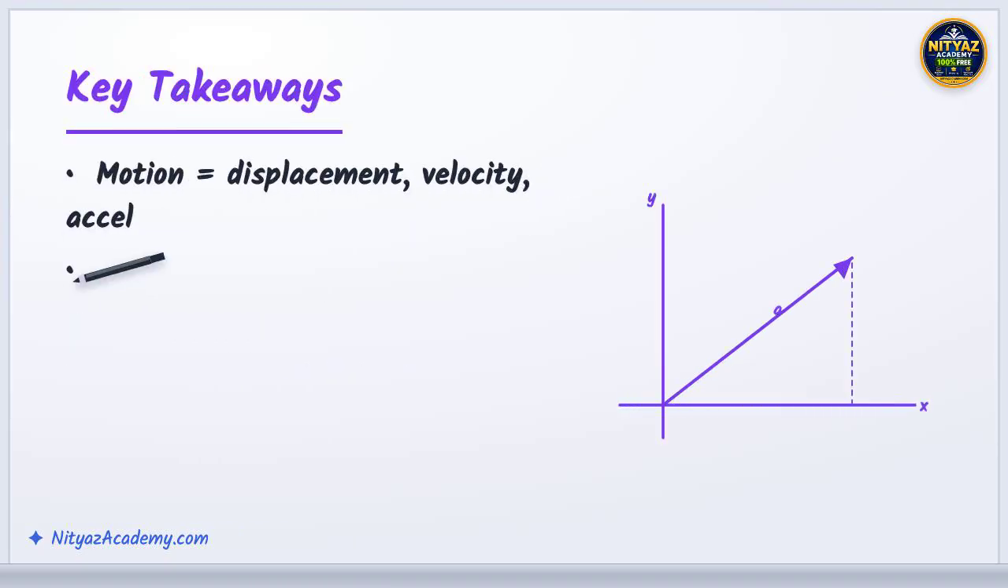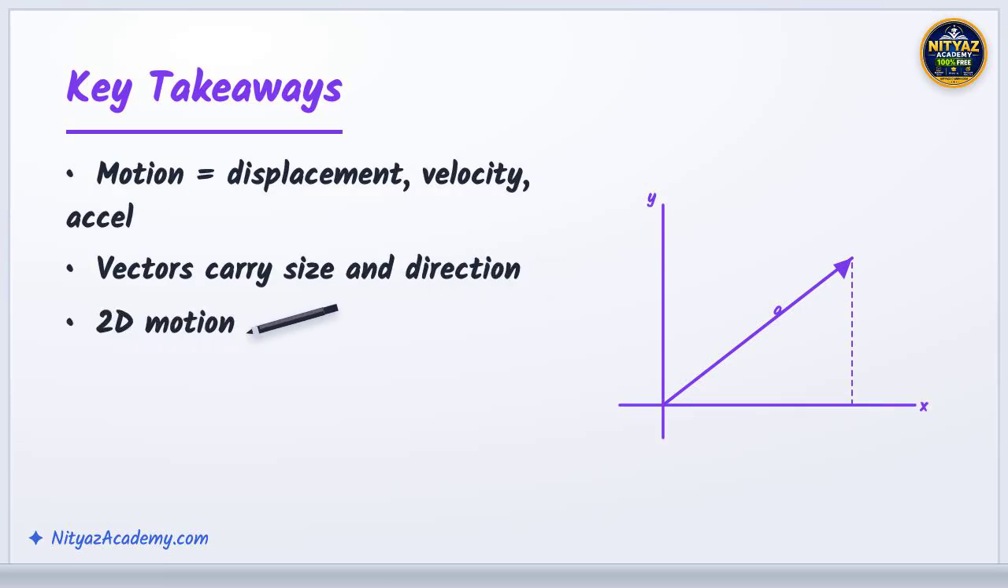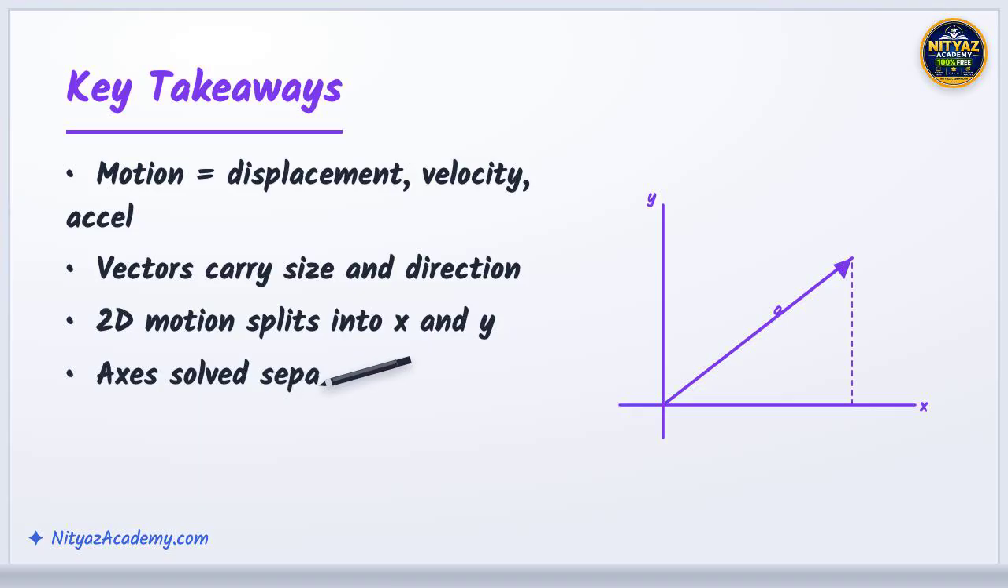Let's pull it together. Motion is captured by 3 quantities: displacement, velocity, and acceleration. Each is a vector, carrying both a size and a direction. In 2 dimensions, break the problem into horizontal and vertical parts, solve them separately, then reunite them. With these tools, you can predict where anything goes, from a sprinter to a soaring ball.